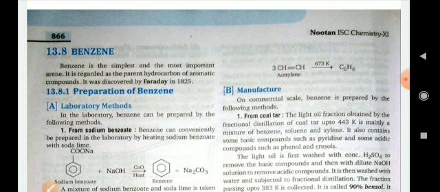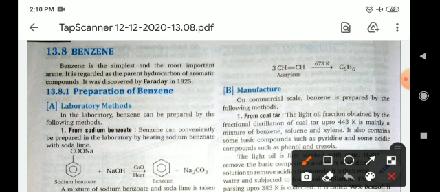In this class we will discuss the preparation of benzene and its physical and chemical properties. So it will be the fourth part of the chapter hydrocarbon. Okay, so benzene. What is benzene?